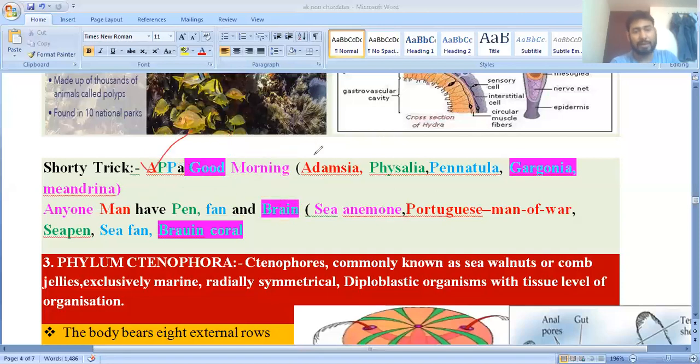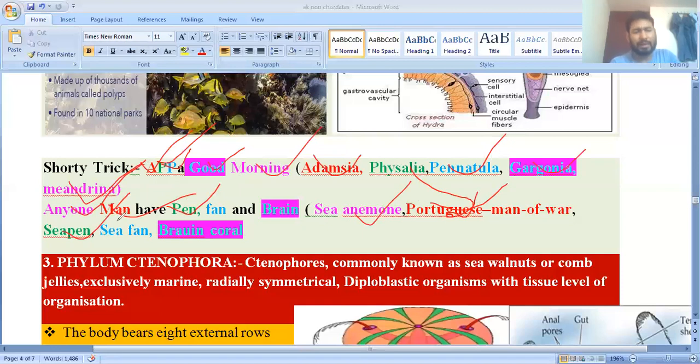A stands for Adamsia. P stands for Physalia. And P stands for Pennatula. Good stands for Gorgonia. Morning means Meandrina. Then if you check, any one man have pen, fan, brain. Here you can say anyone, see anyone. Clear? Man, man means the Portuguese man of war. So Physalia is also known as the Portuguese man of war. Pen means sea pen. That is Pennatula, also known as the sea pen.